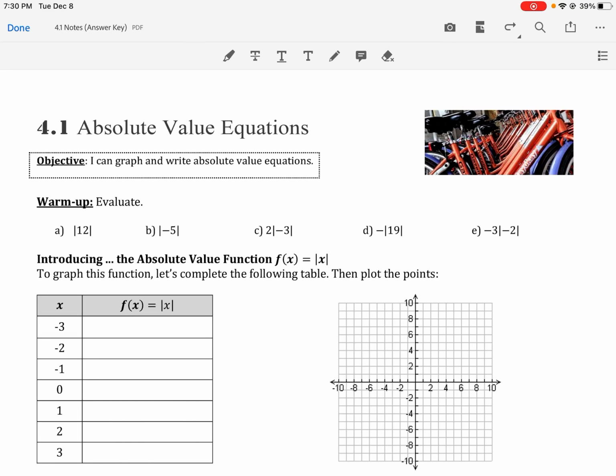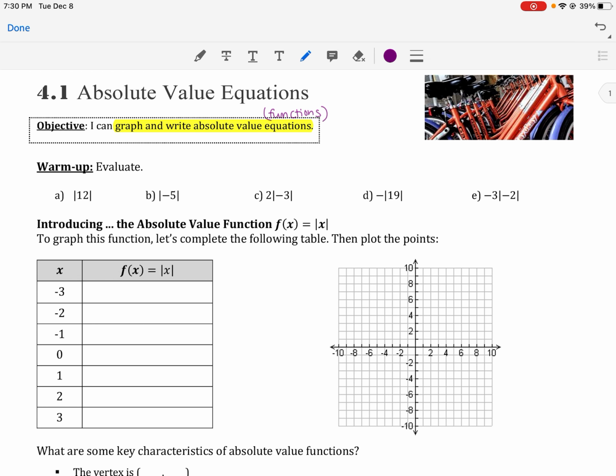Today we're going to talk about absolute value equations, and I really should have said functions there. So we're going to both graph and write absolute value equations, which I really should have called functions, because these are going to be y equals.